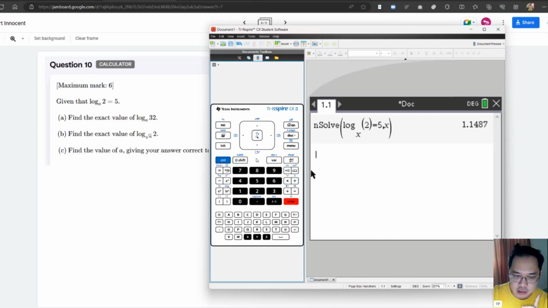So this time it is easier. Just click the log here, control log, and then enter the base. The base in this case that we have found is 1.1487, and the number inside the bracket is 32. Okay, and then just hit enter here. Almost 25. This is a rounded value, so it is like an infinite irrational value.